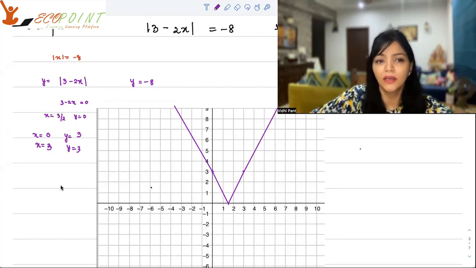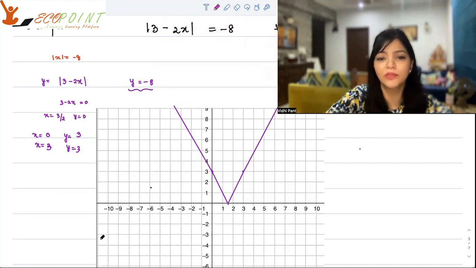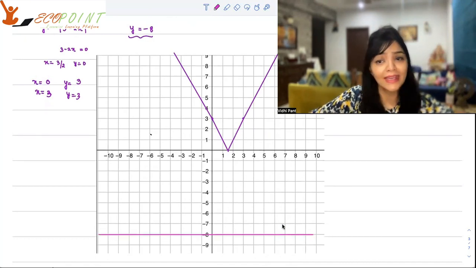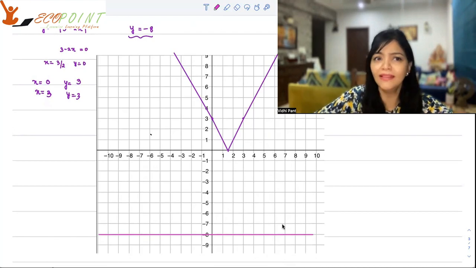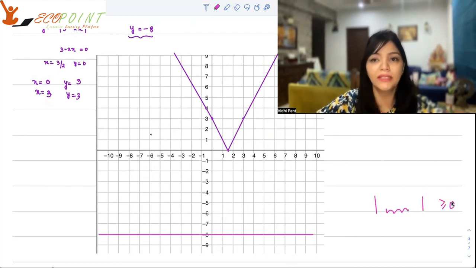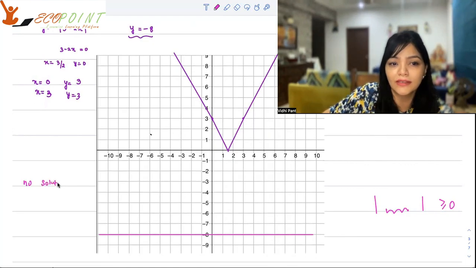And the second function that we're interested in is y equals minus 8. Well, y equals minus 8 is a line which is somewhere out here. You still do not have any intersection, and the logic remains the same. Absolute value, no matter what is inside, has to be greater than or equal to 0. So how will it equate to a negative number? That's just not happening. So again, we have a situation of no solution in this case.